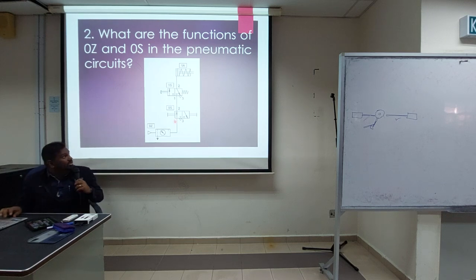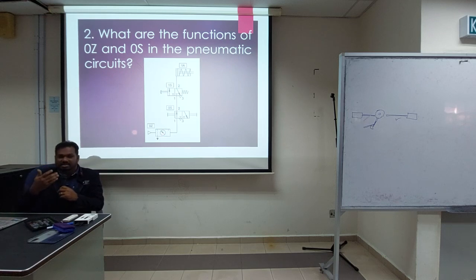Okay, so kalau soalan ni, what are the functions of 0Z and 0S in the pneumatic circuit? First, you explain what is 0Z. 0Z is your compressed air supply, and 0S is your safety valve ataupun safety emergency button. Okay, so emergency button. So function dia to disconnect the pneumatic circuit in case of uncontrollable situation ataupun emergency situation.